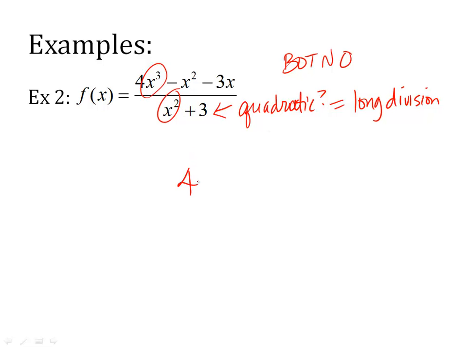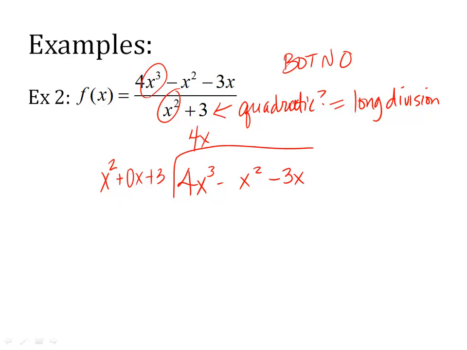So I have to use long division to get my oblique asymptote. So I build my problem. Don't forget on the outside I'm going to need a placeholder: x squared plus 0x plus 3. Then you walk through the problem. What do I multiply x squared by to get 4x cubed? A 4x. Distribute. 4x times x squared is 4x cubed. 4x times 0x is 0x squared. 4x times 3 is going to give me a positive 12x.